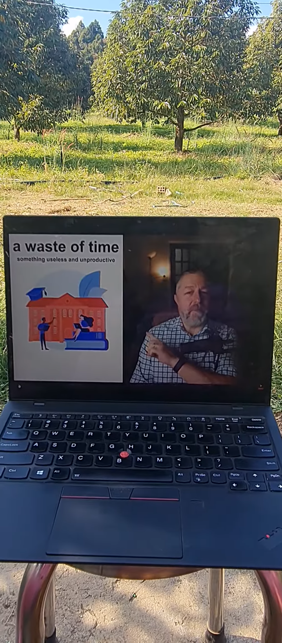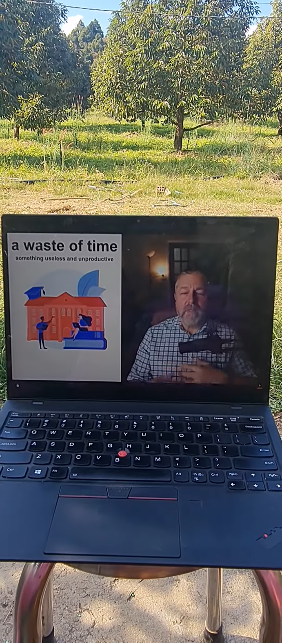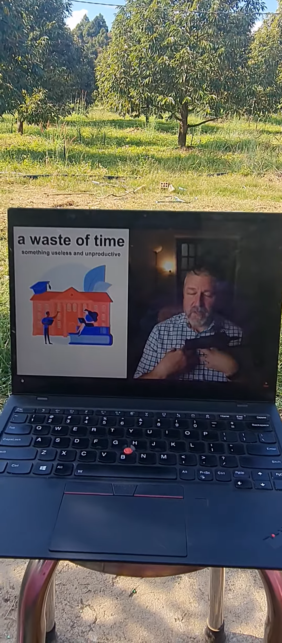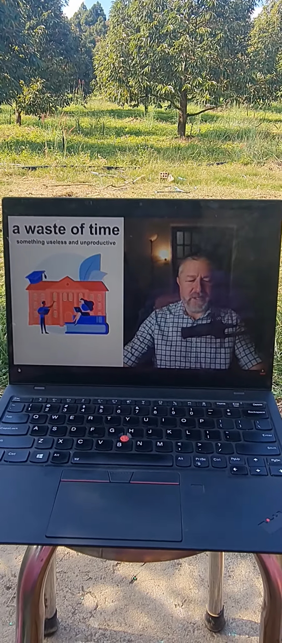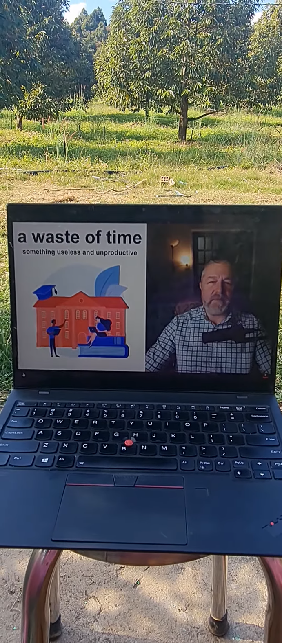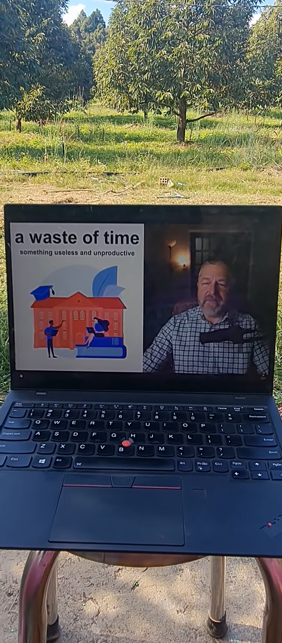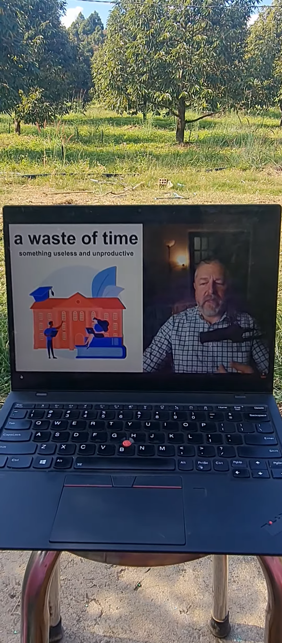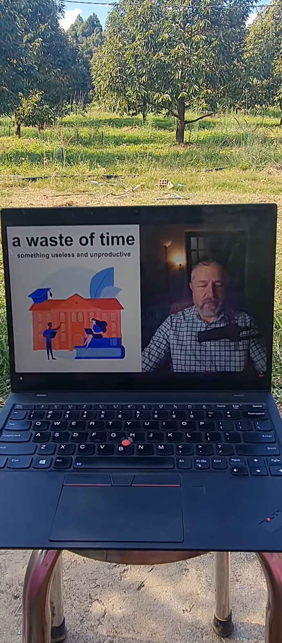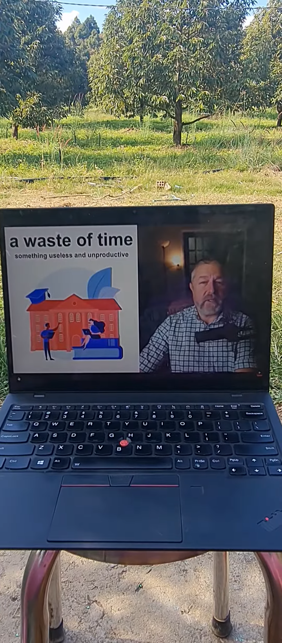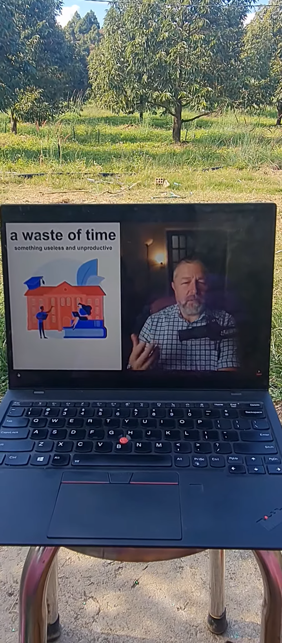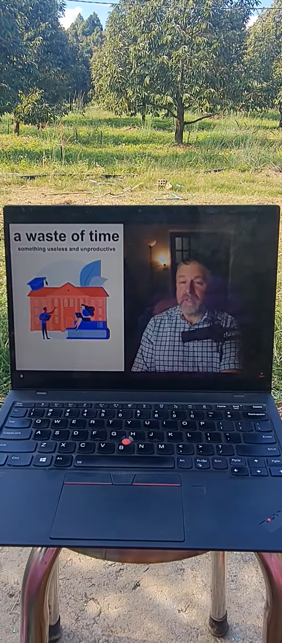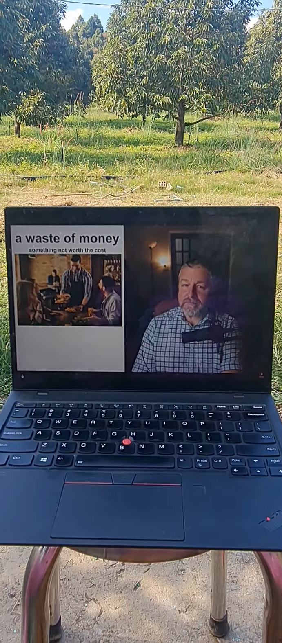So, a waste of time is something useless and unproductive. My grandparents thought that exercise was a waste of time. They didn't understand why people would want to run around or lift weights because I think they did a lot of manual labor, and so they thought it was a waste of time. So again, the word waste in English means to not use something well, and a waste of time is something useless and unproductive.